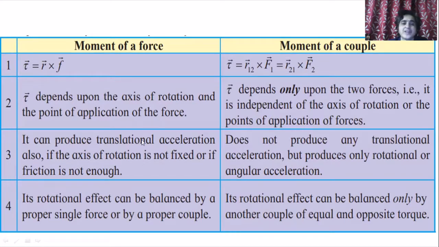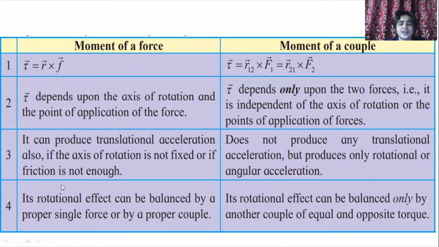The moment of a single force acting alone can also produce translational acceleration if the axis of rotation is not fixed or if friction is not enough. But the moment of a couple acting alone will produce purely rotational motion. It will not produce any translational acceleration in the body.